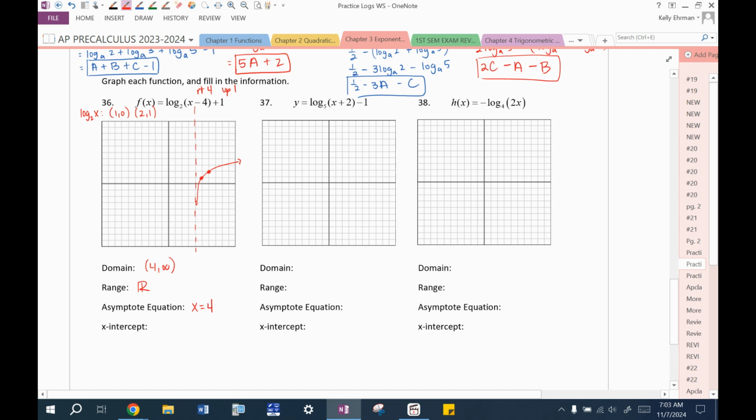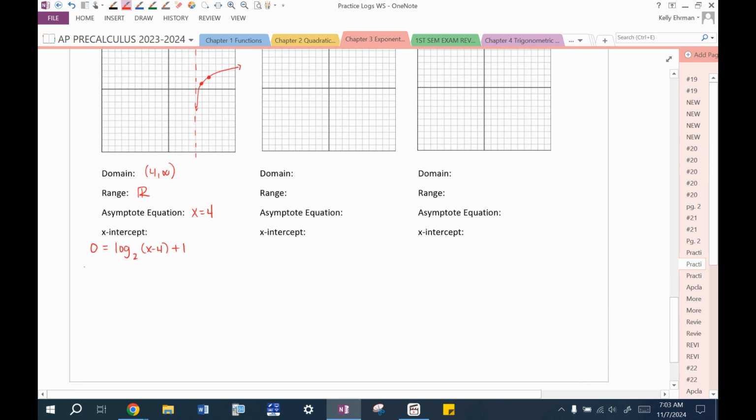And then, how do we find this x-intercept if it's not a nice point on my graph? The x-intercept is when y is 0. You're setting log base 2 of x minus 4, plus 1, equal to 0. Get the log by itself. Negative 1 equals log base 2 of x minus 4. Now rewrite in exponential form. This becomes 2 to the negative 1 equals x minus 4. 2 to the negative 1 is 1/2. Add 4, x equals 4.5, which kind of looks right on my graph, right?